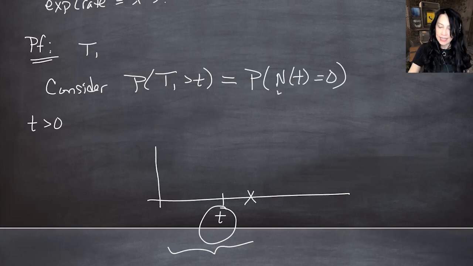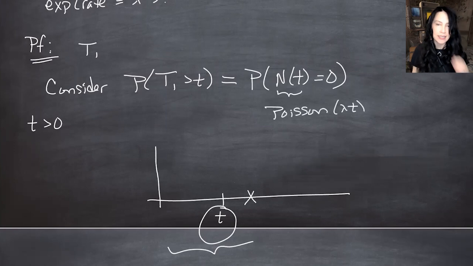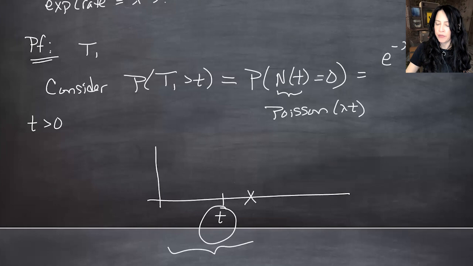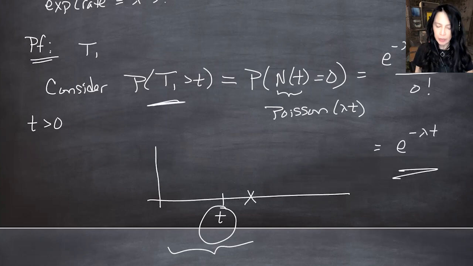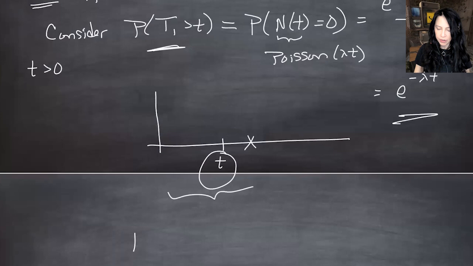And this has a Poisson distribution with parameter lambda t. It's an increment. It's N of t minus N of 0. So I can use that Poisson PMF, whatever you want to call it. This is e to the minus lambda t to the 0 over 0 factorial, which simplifies to e to the minus lambda t. And you might recognize that as the tail for the exponential distribution, but if not, turn it around.